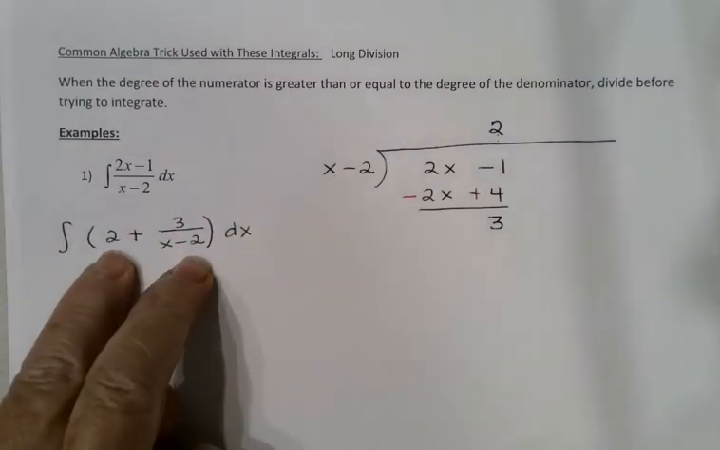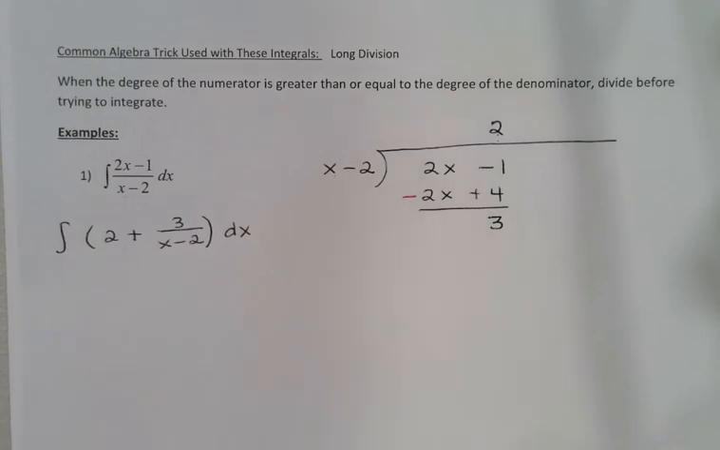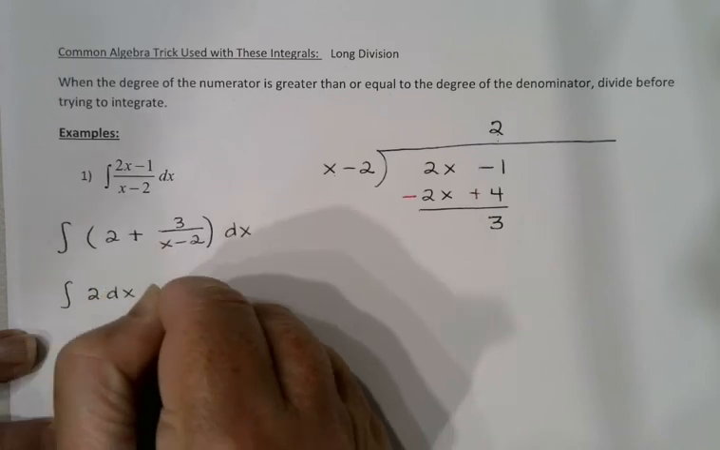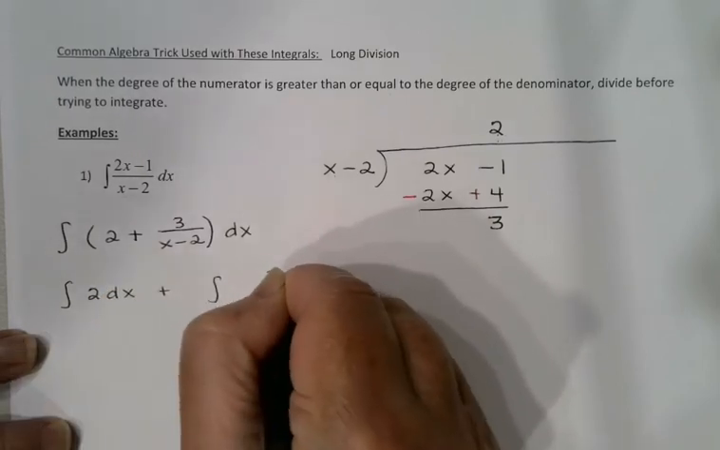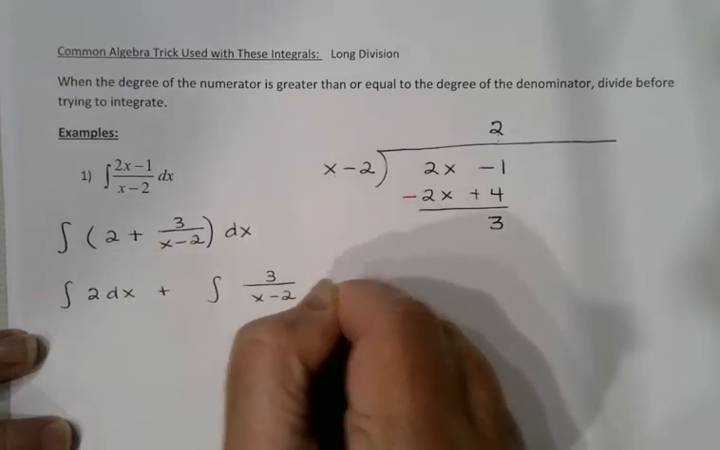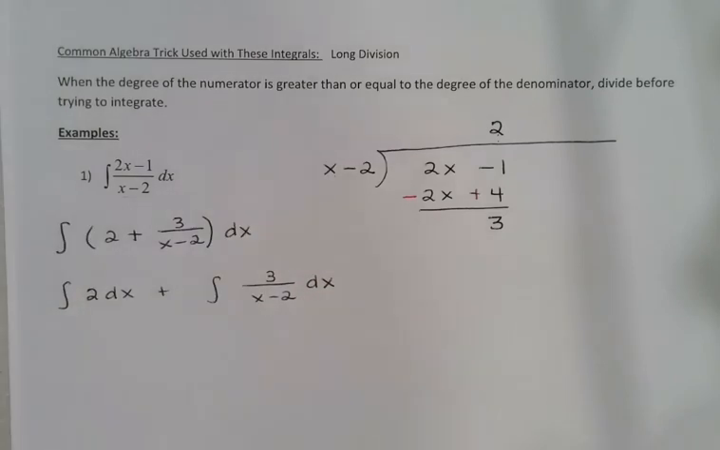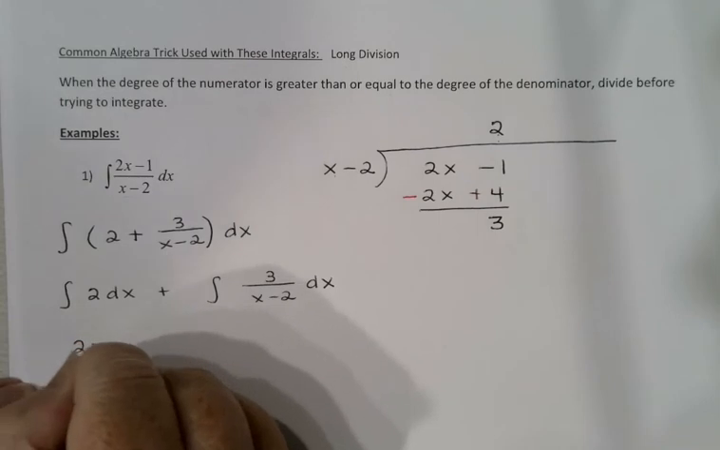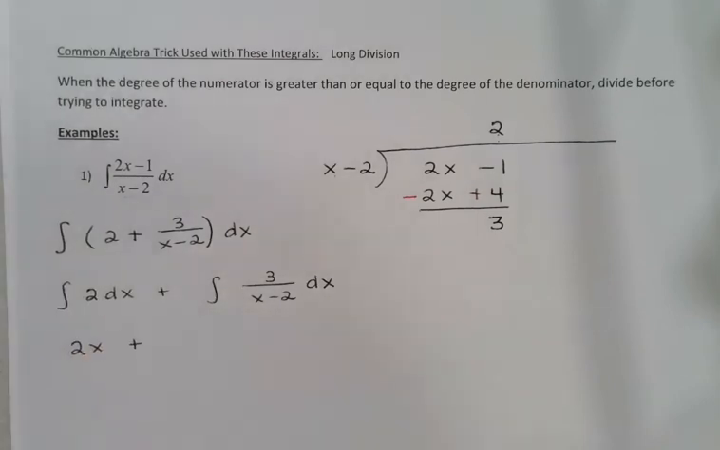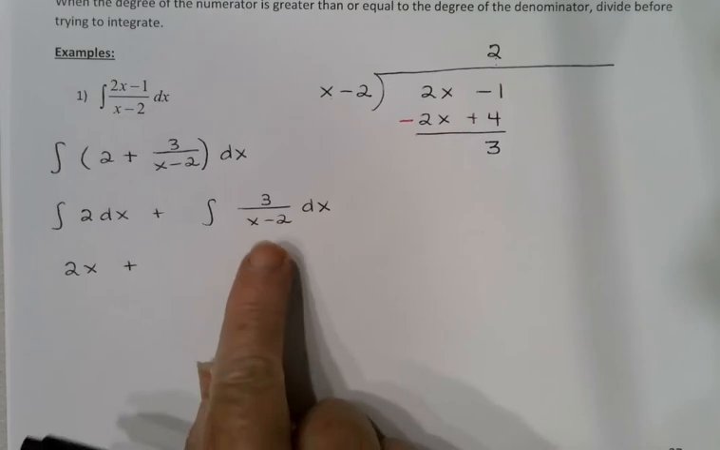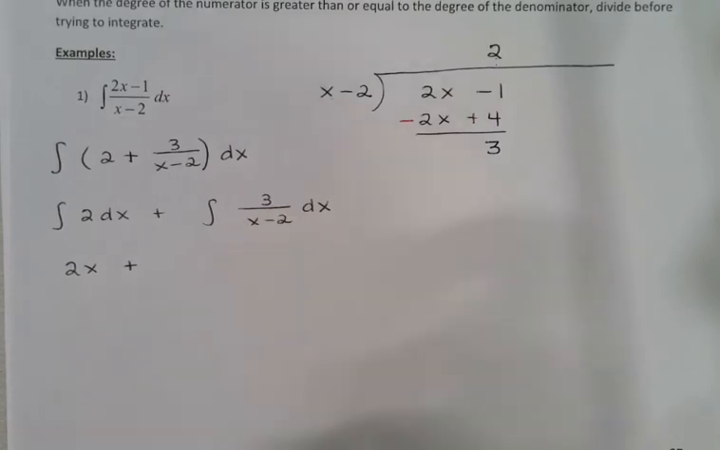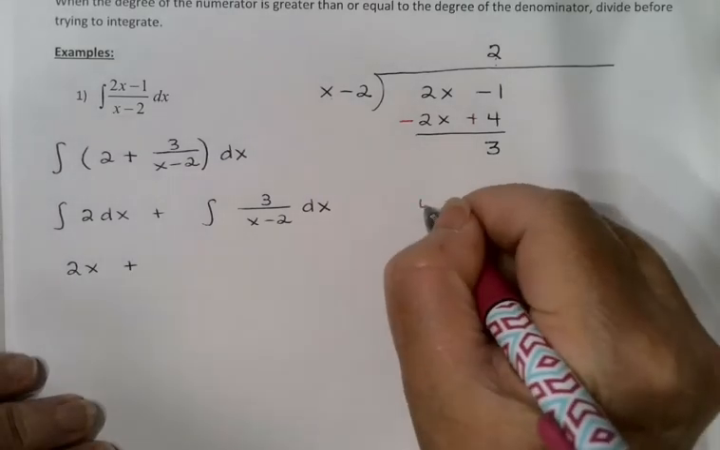I now have a sum of two separate pieces, and I know I can integrate those separately. So this would be the integral of 2 dx plus the integral of 3 over x minus 2 dx. This first one is really straightforward. I'll just get 2x plus this one. If I now let u be the denominator, I should be able to get a natural log integral out of this. So let's try it.